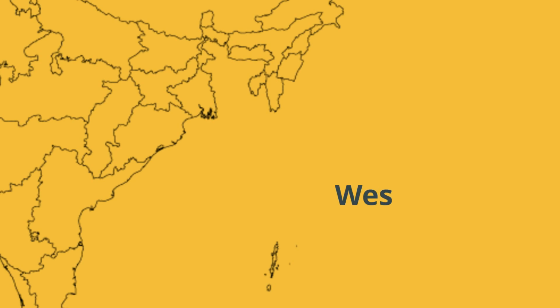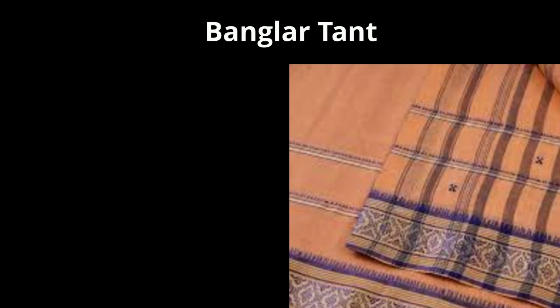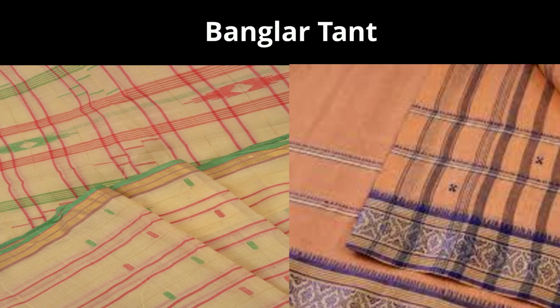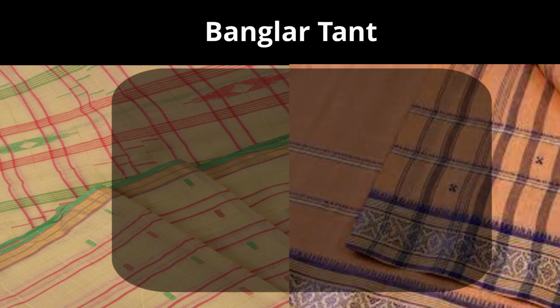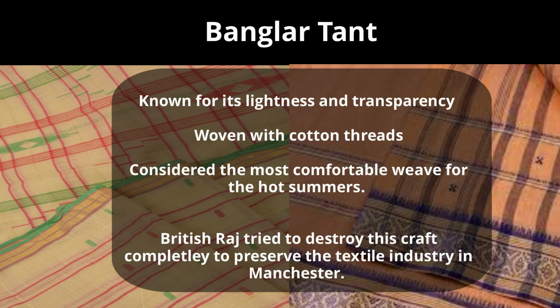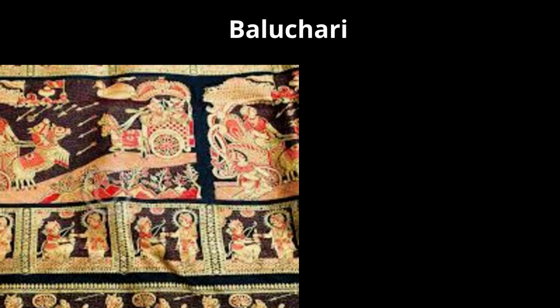Moving on to the culture-rich West Bengal, we have one of the most comfortable cloths to wear during the Indian summers, the Banglar Tant cloth. This is a very popular material for saris as it is very light and breathable. In fact, this material was so popular that the British tried to destroy it, as it was threatening their textile industry in Manchester.